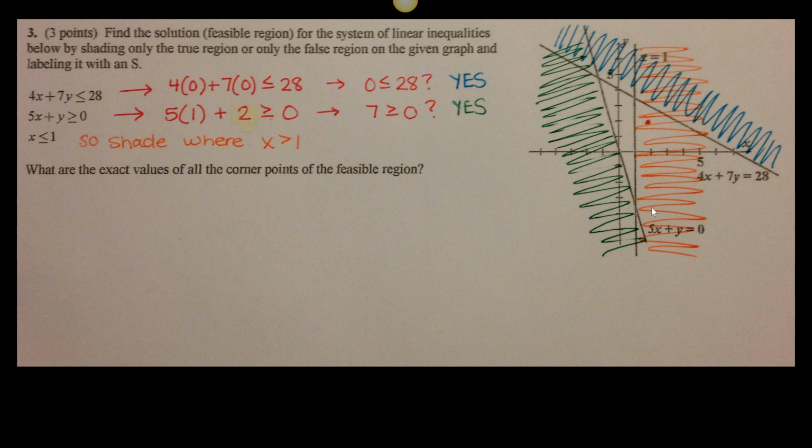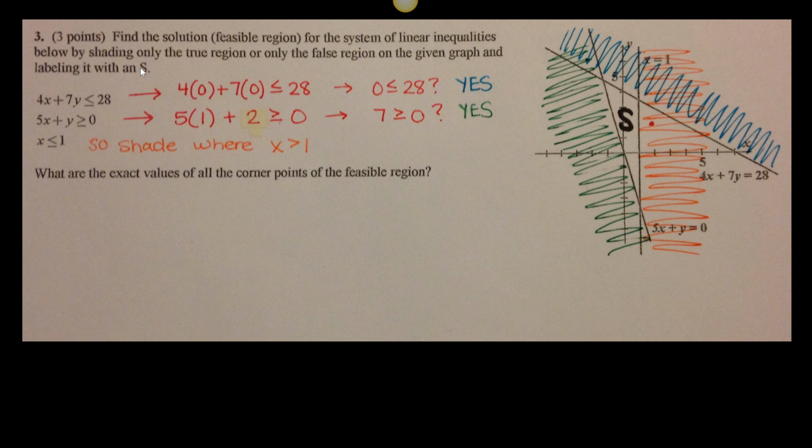Now, another part that a lot of people got points off for is it says you need to label your feasible region with an S, okay? You have to say, where's your solution set? Our solution set is this triangle right here, okay?